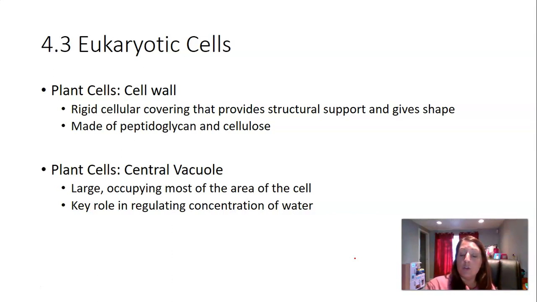If your tulip goes a day or so without water, it starts to fall over, right? It's the water that helps it to stand up rigid. So that central vacuole is key to allowing plant cells to take on water, which again helps to give structural support to the plant body. Really, really important.